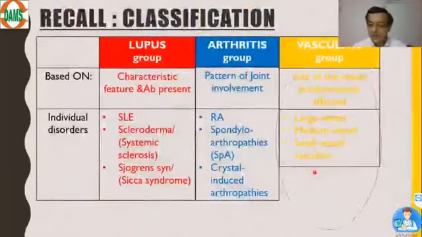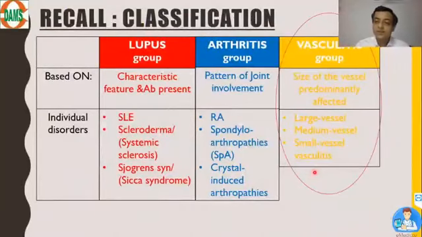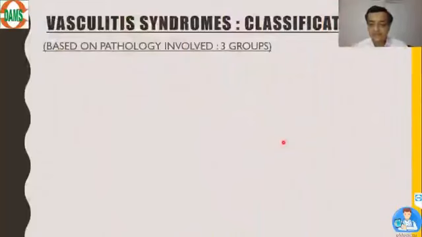Right. So on the recall, we know that vasculitis syndromes are classified further based on the predominant size of the vessel affected. The vasculitis syndromes, as we read in medicine, are divided into large vessel vasculitis, medium vessel vasculitis, and small vessel vasculitis. This is the one we have done before. So this is where we are. Let us start with the diseases today.